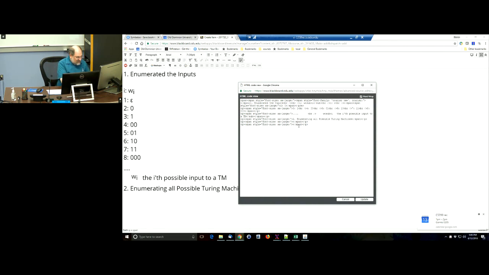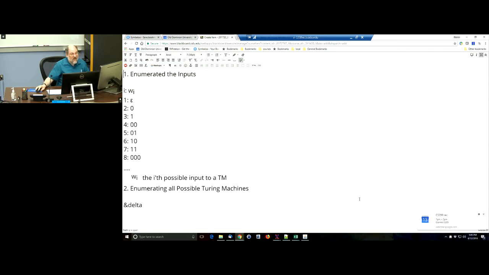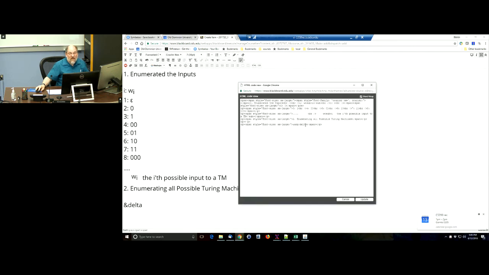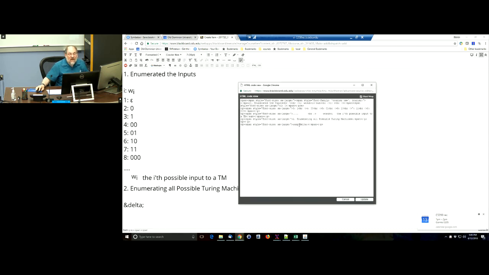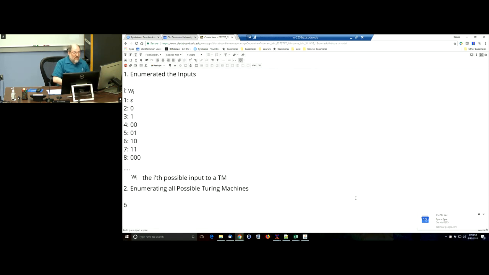And so we have this function delta. There we go. So there's our delta.